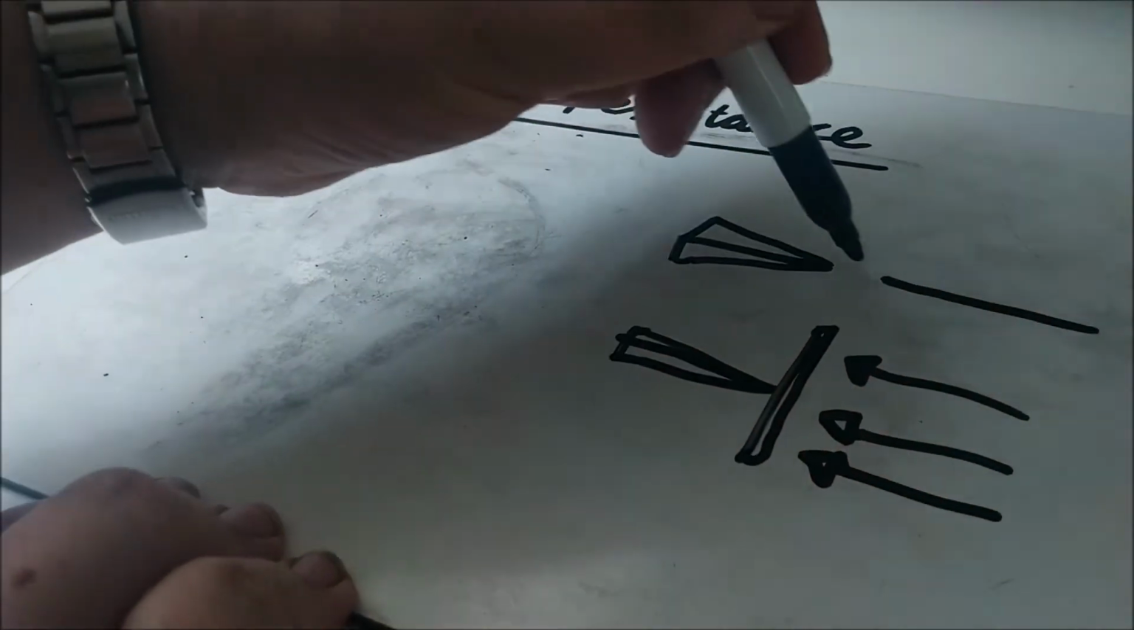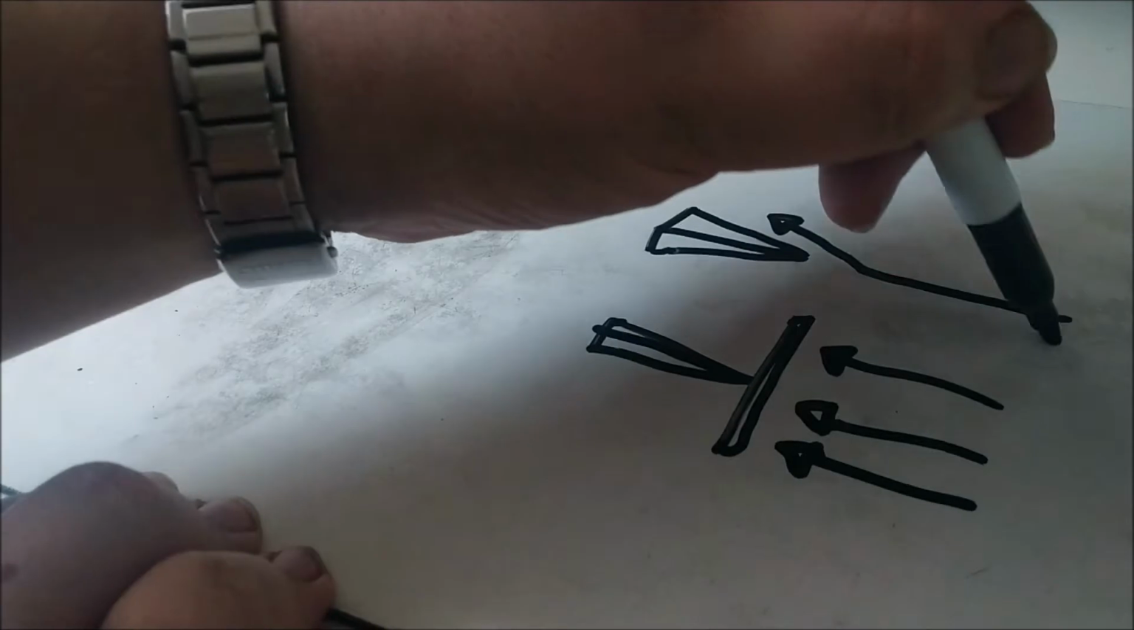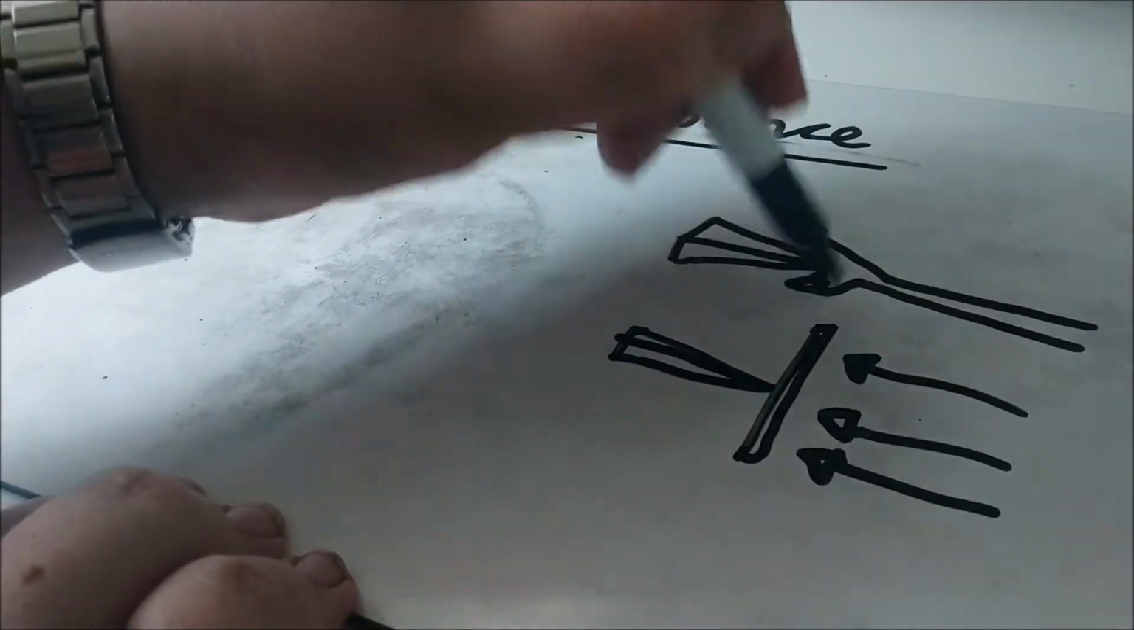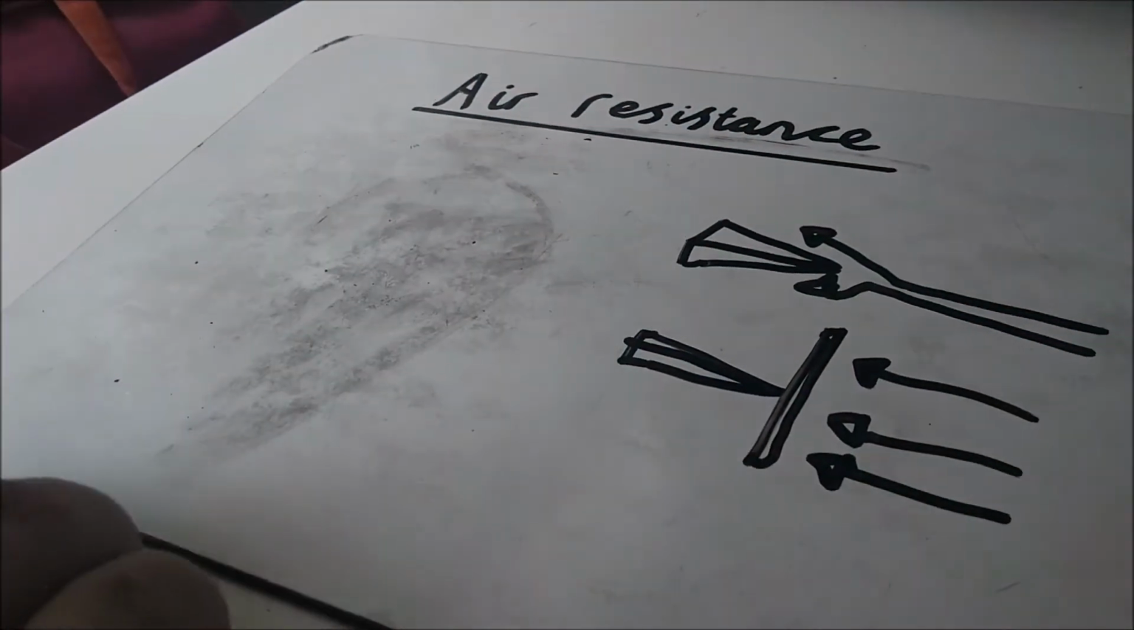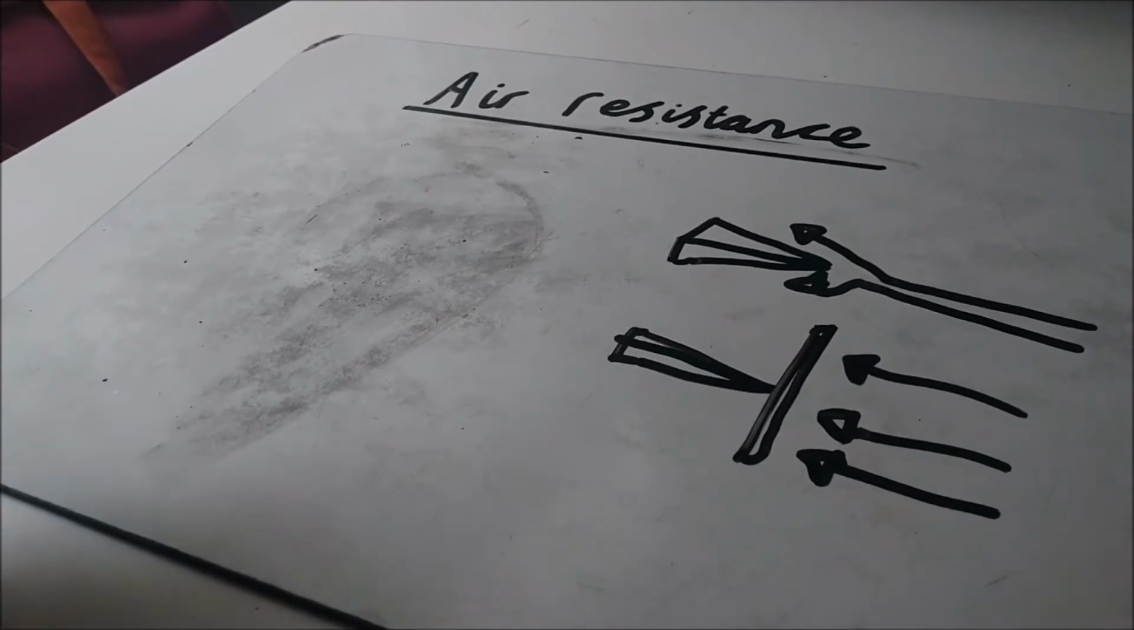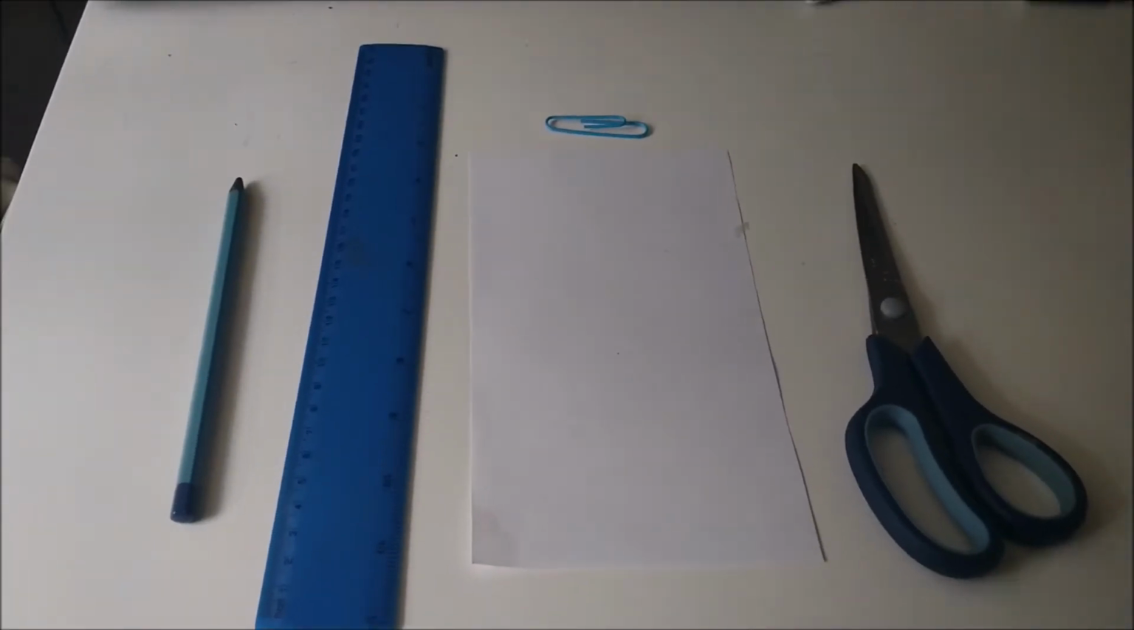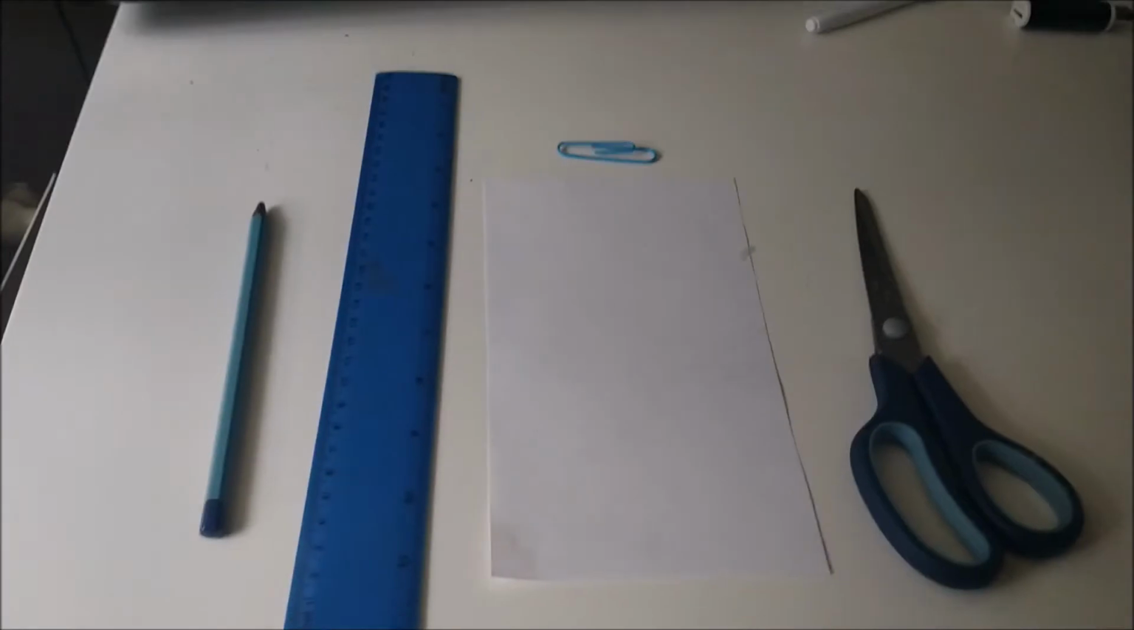So in the usual form, it goes around. We call that aerodynamics, so using air resistance to your advantage. Now we're going to test a little bit of air resistance by making a model helicopter.